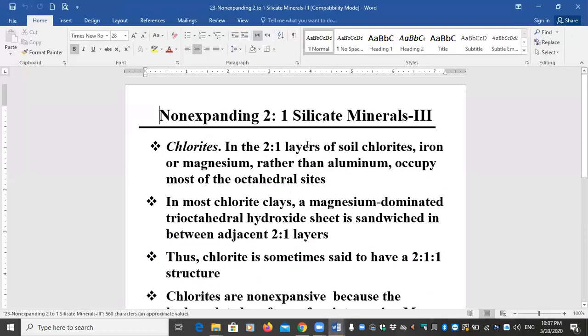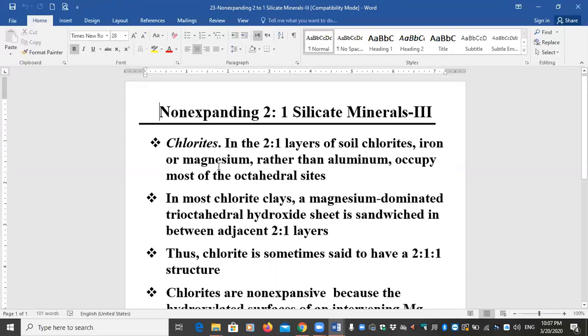The last group of the non-expanding 2 to 1 silicate minerals are the chlorites. In the 2 to 1 layers of soil chlorites, iron or magnesium rather than aluminum occupy most of the octahedral site. If you remember, when we first started talking about the fundamental structure of silicate minerals, we said in the octahedral layer we have aluminum and or magnesium, but also you can have iron, which is very close to the magnesium in size. It also can substitute.